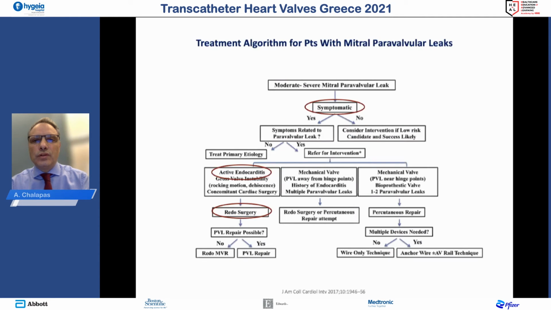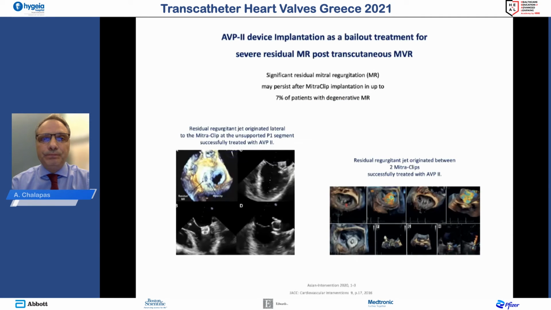short and long-term mortality. And they suggest that when we have a severe, symptomatic paravalvular leak in place of the mitral valve, when there is active endocarditis, then the choice must be redo surgery. In all other cases, we always have to think first of the percutaneous treatment, and if that's not possible, then proceed with the surgery.